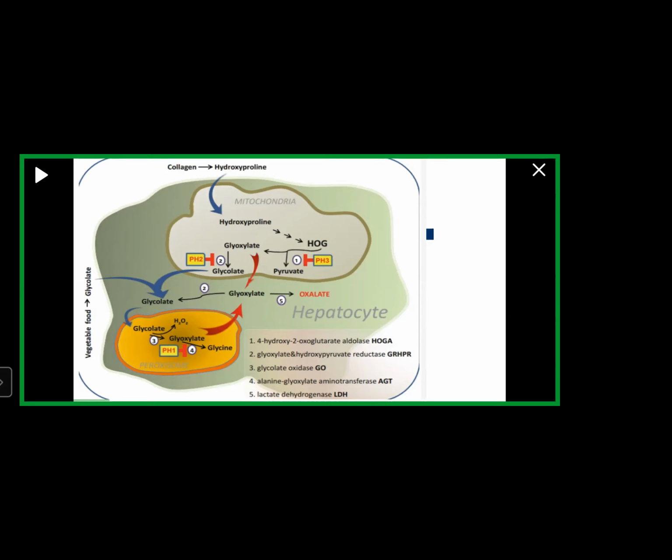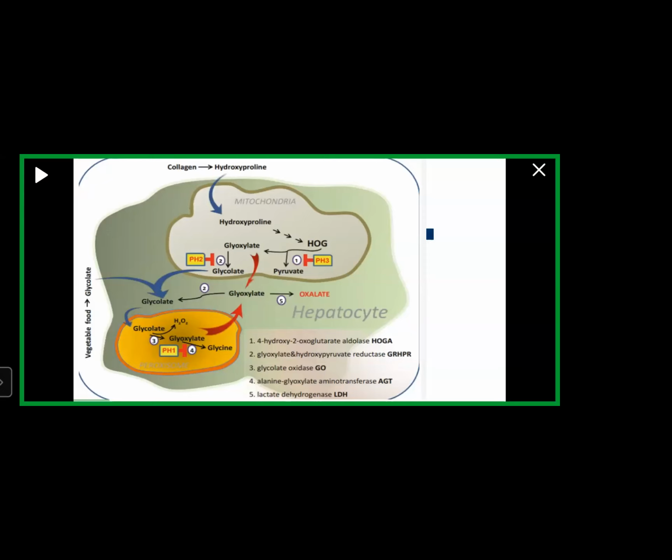Glyoxylate is metabolized to glycolate, and that's by GRHPR, glyoxylate hydroxypyruvate reductase. And this enzyme, when deficient, causes a disorder known as primary hyperoxaluria type 2, because glyoxylate will not be metabolized. It will just come out of the mitochondria into the hepatocyte cytosol, and it is the precursor of oxalate.